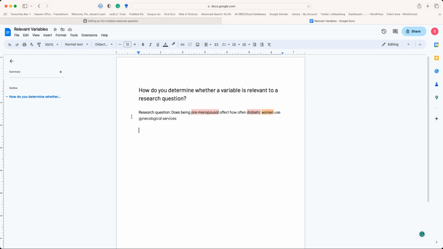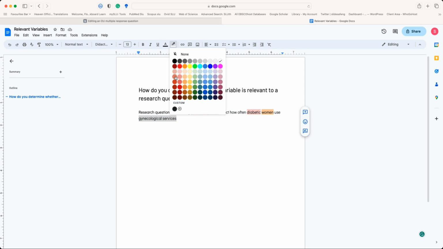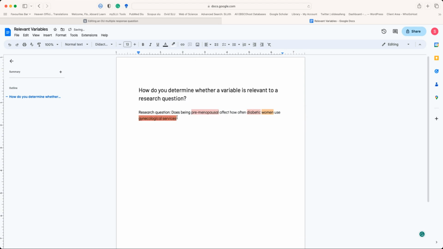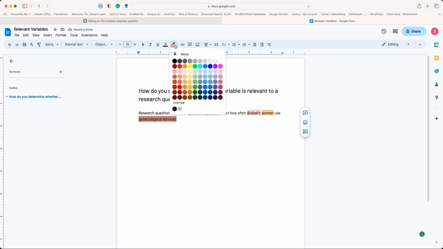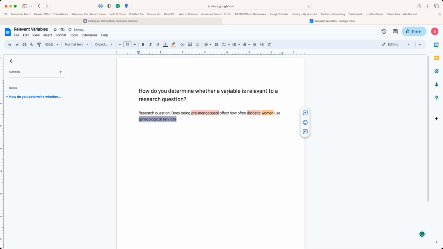Another thing that is going to be looked at is gynecological services. So it's going to be whether they use gynecological services. That's going to be one of the variables that they're going to be interested in, whether they are using gynecological services, but also how often they use gynecological services.